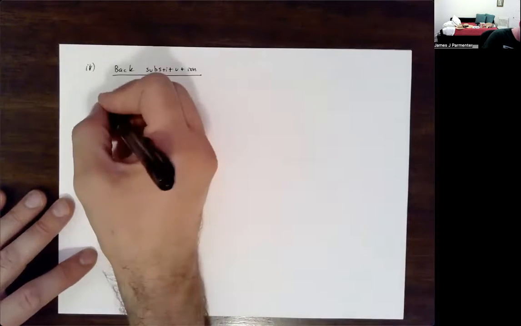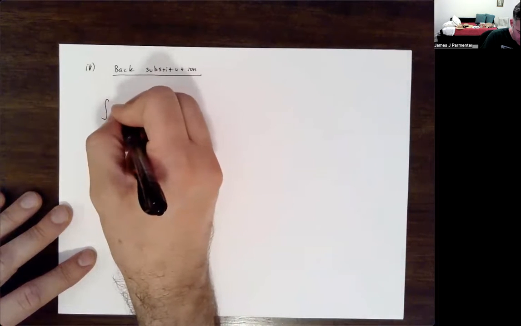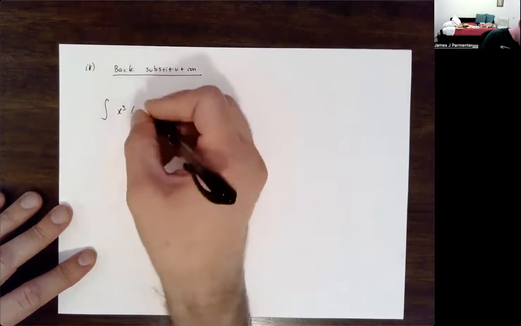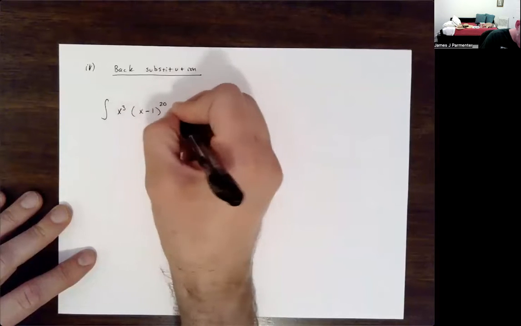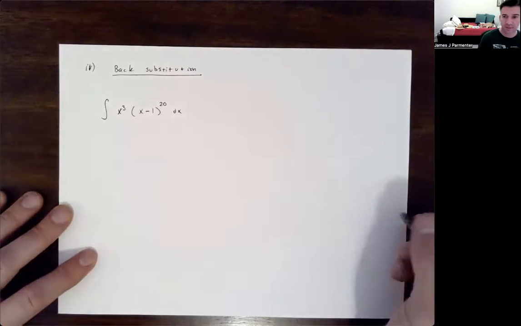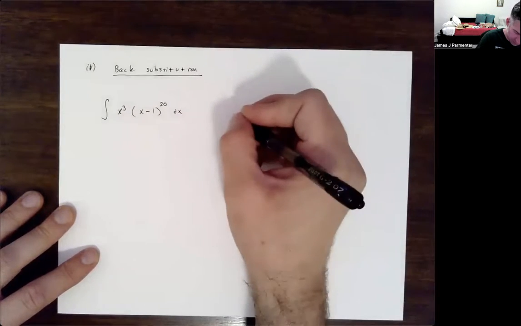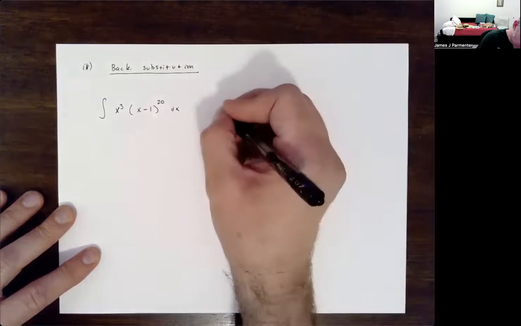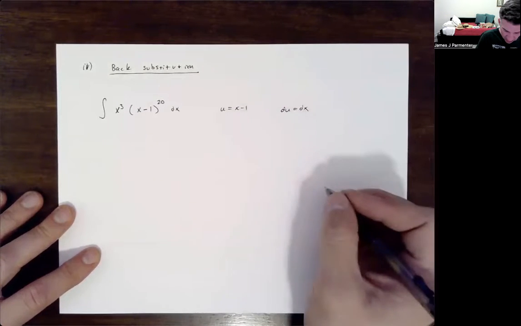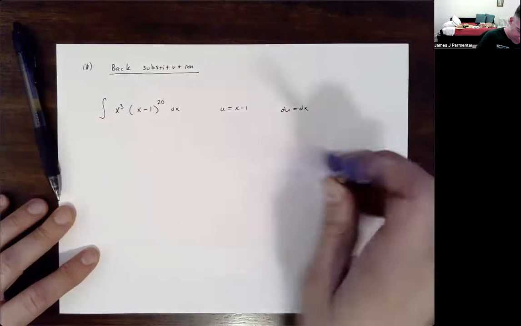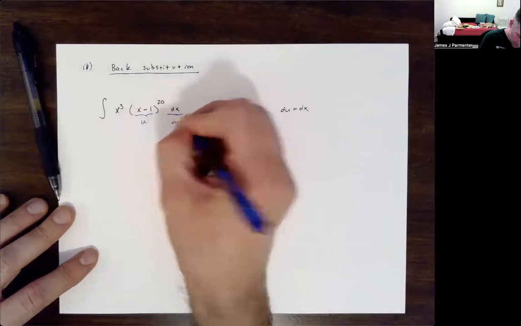So yeah, something like the integral of, sure, x cubed times x minus 1 to the 20th power. Here, I really want to let u equal x minus 1. I can make this more interesting, yeah, but we won't. So use x minus 1, du is equal to dx. So great, everything's taken care of. That's my u, it's my du.